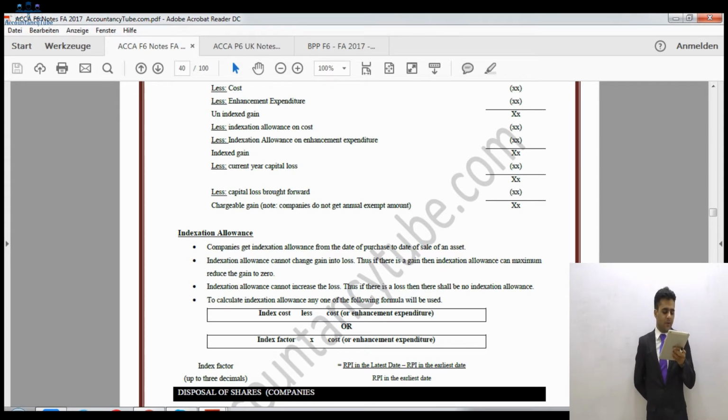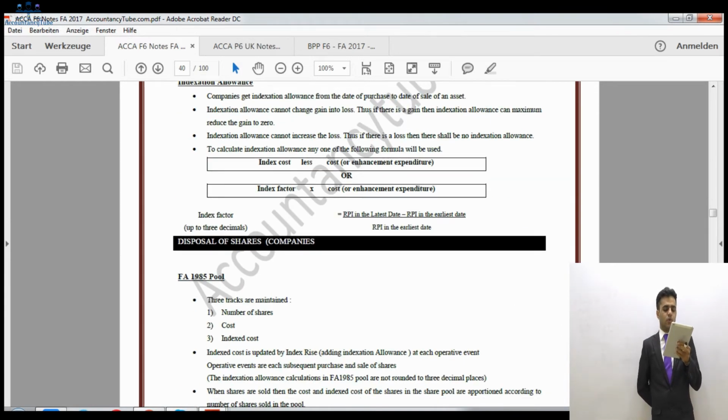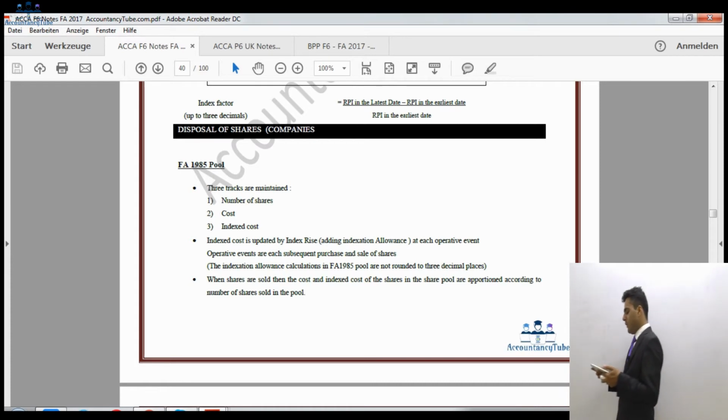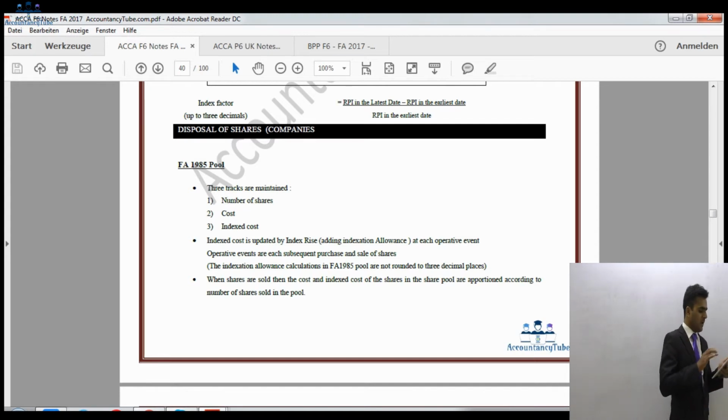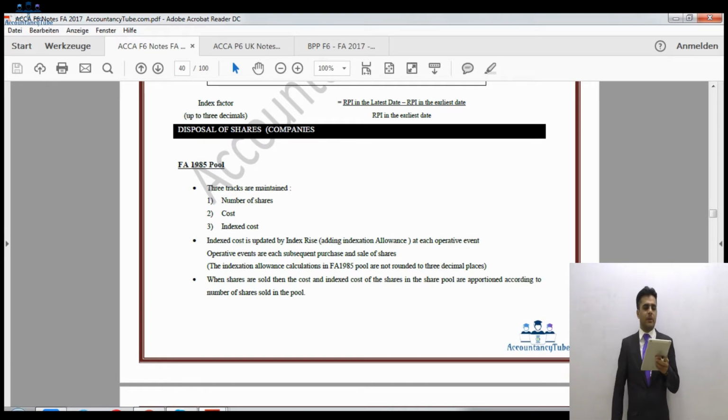And then it says that when shares are sold, the cost and index cost of the shares in the share pool are apportioned according to the number of shares sold from the pool. Right? Now, if you could open up your BPP exam kit of F6. I was using F6 notes, however this lecture is exactly the same for F6 and P6, because you will find the same study material in your P6 notes as well. If you come to your BPP exam kit, question number 127 please, of the current version.